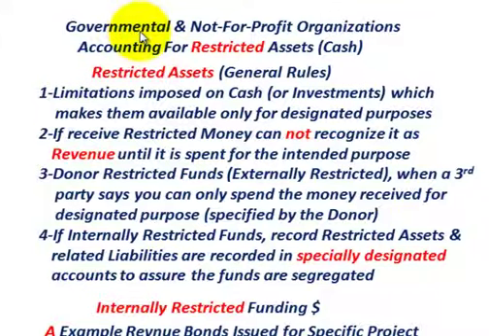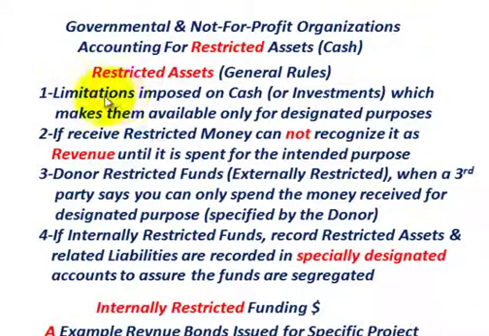What we're going to be going over here is governmental and not-for-profit organizations and how they would account for what they call restricted assets. And we'll be mainly looking at cash as these restricted assets. Okay, so first, the general rules that these governmental bodies would follow here for the restricted assets. And the key points would be here.